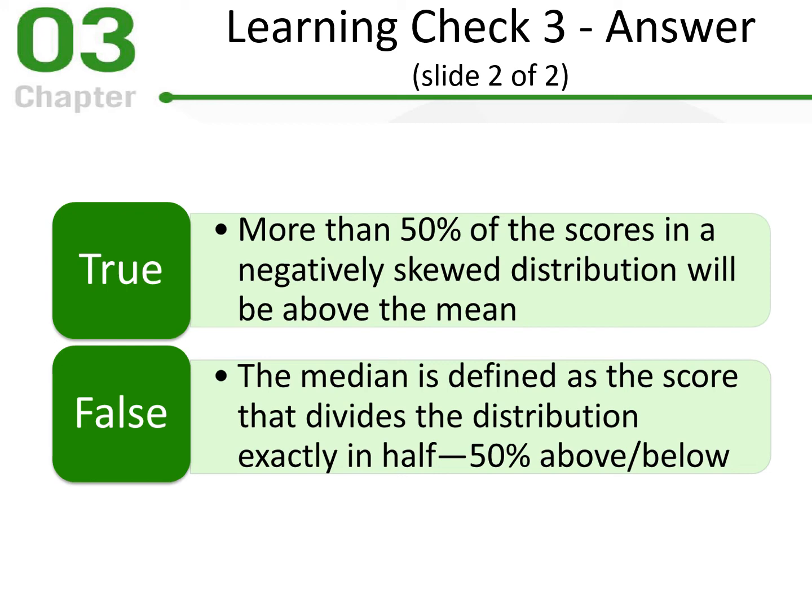And in the second scenario, obviously the median is defined as the 50th percentile. So you can only have 50% above the median and 50% below the median. It's the actual 50th percentile.